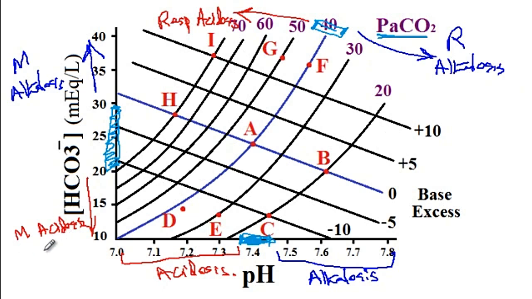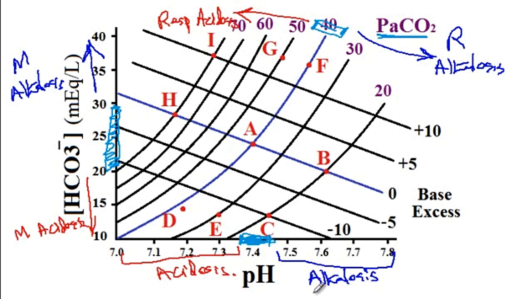But just know that the compensatory changes are never able to bring the pH back to normal unless there is actually a mixed acid-base disorder. So just keep that in mind. So point B, we have respiratory alkalosis with no compensatory changes.